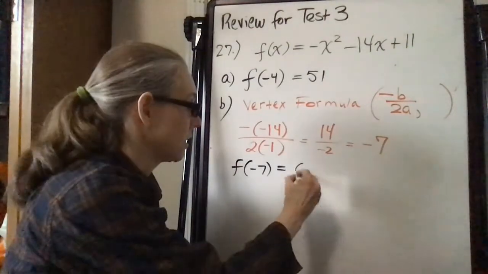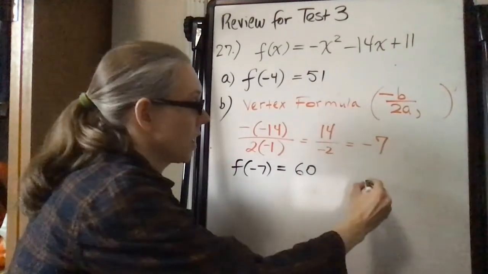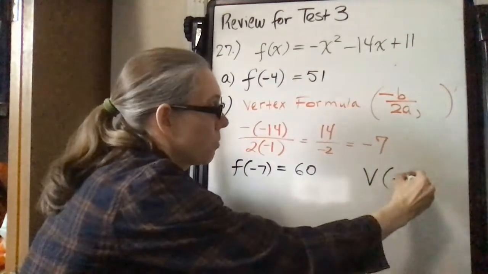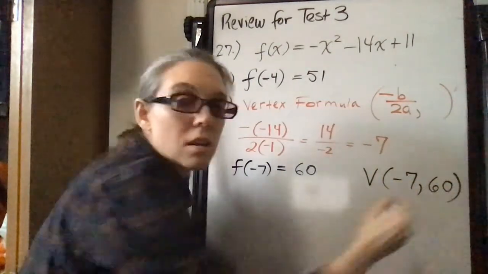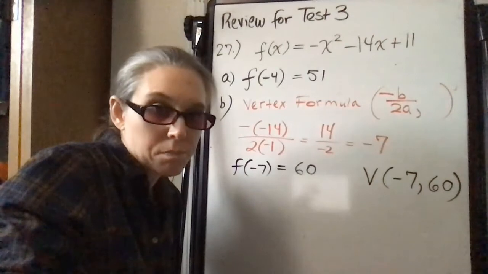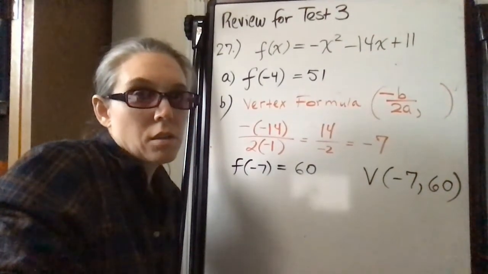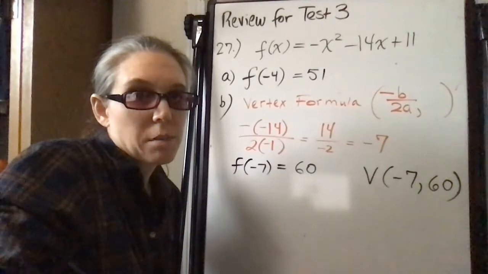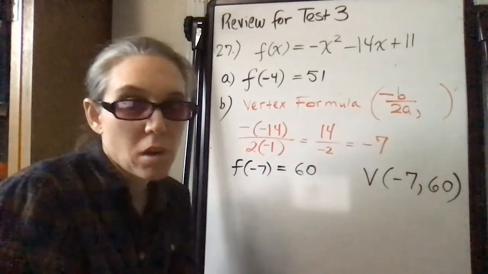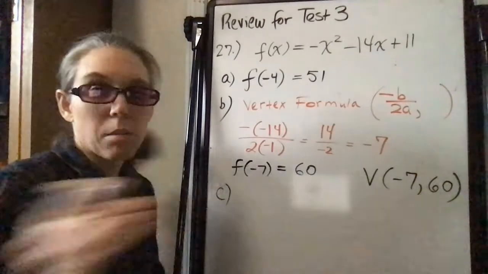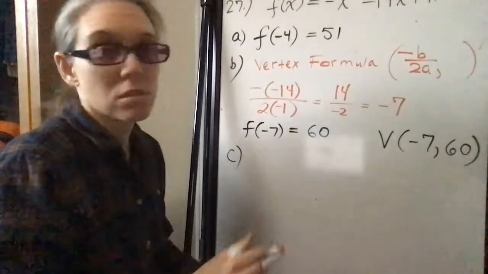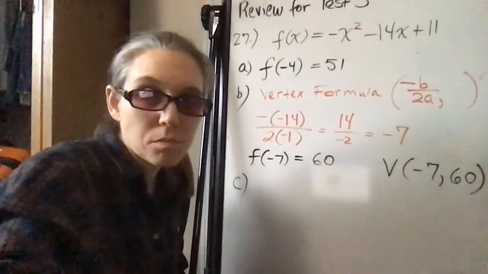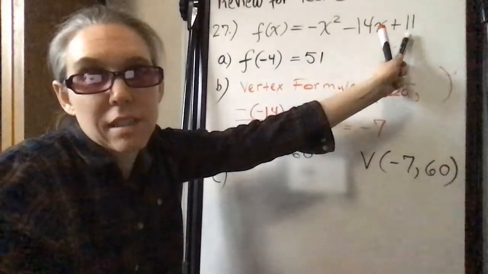And you get 60. So that means that the vertex is at the point -7, 60. So then next you need to know the y-intercept, and the y-intercept is really straightforward because the y-intercept is always the same thing as c. So in the original equation, the c value is 11.